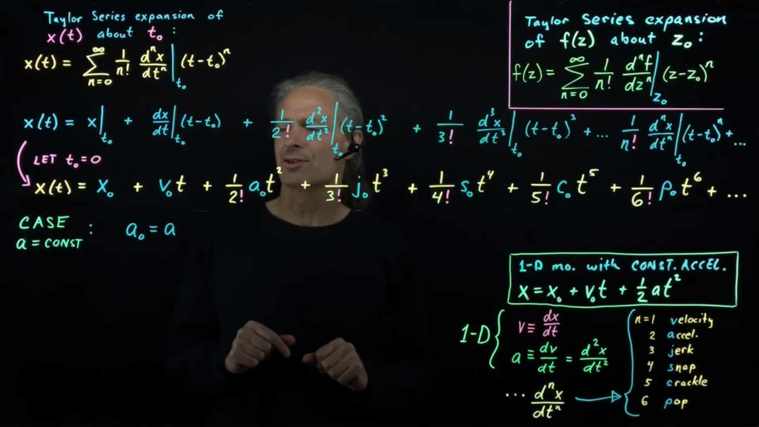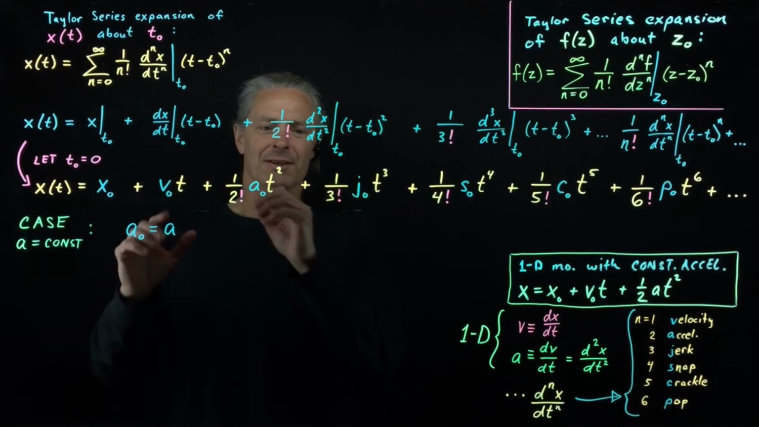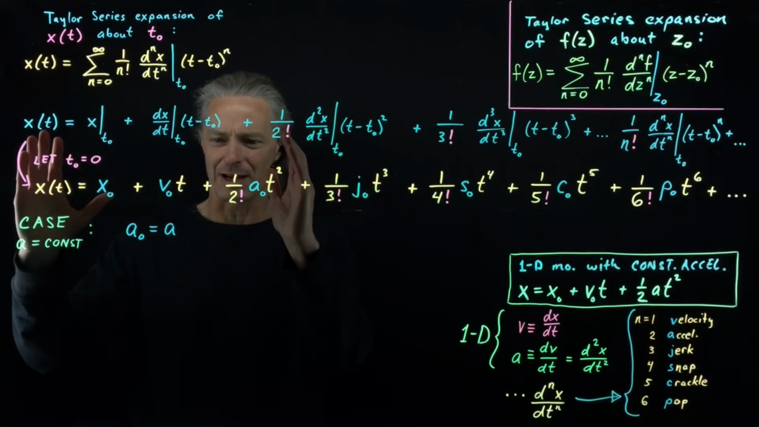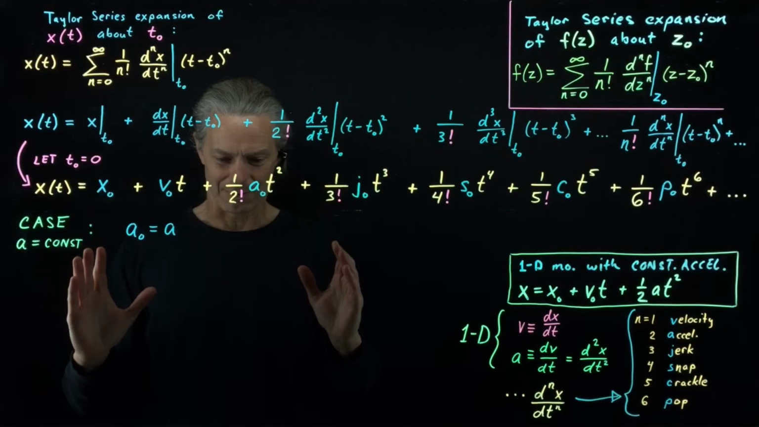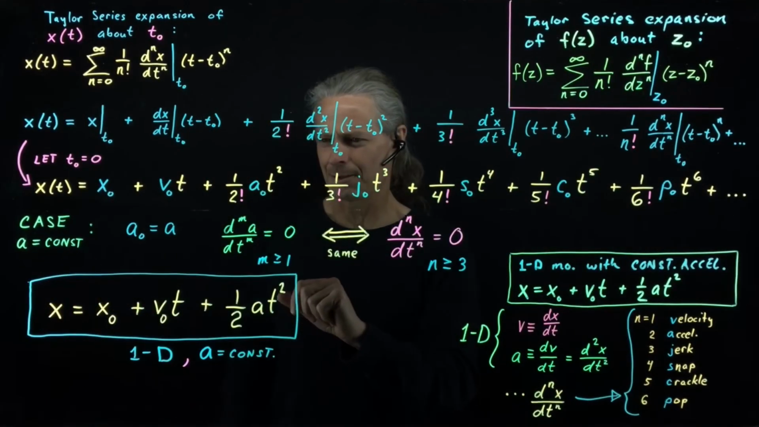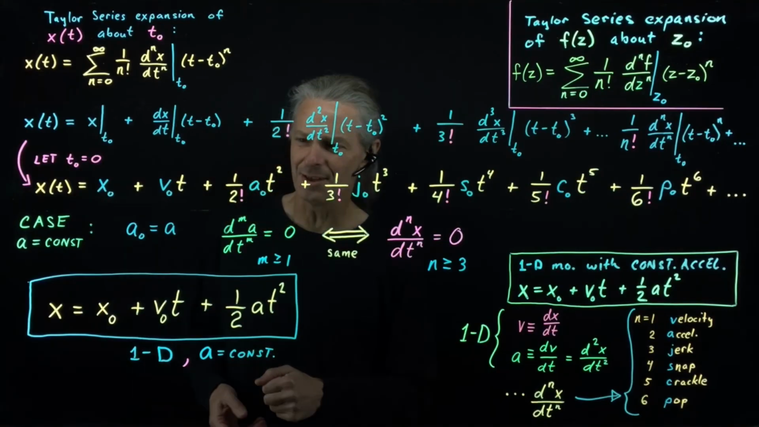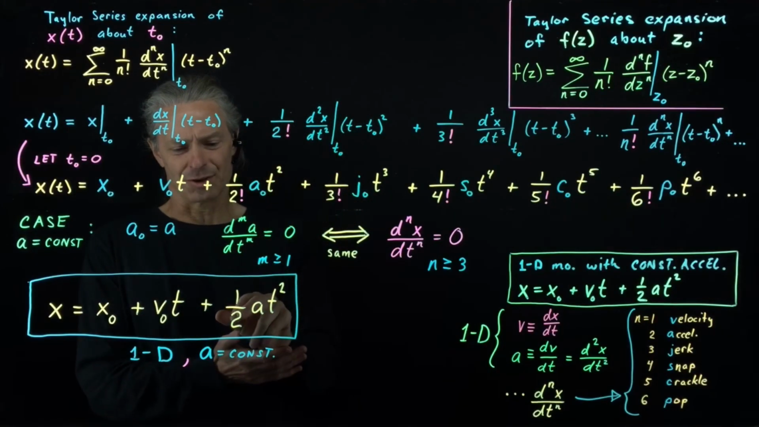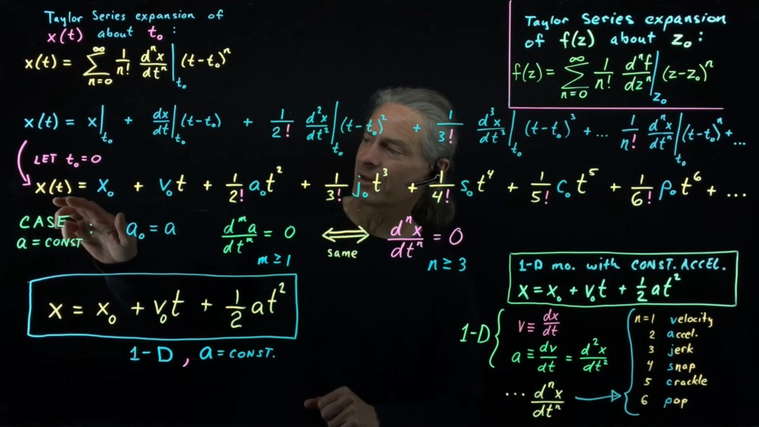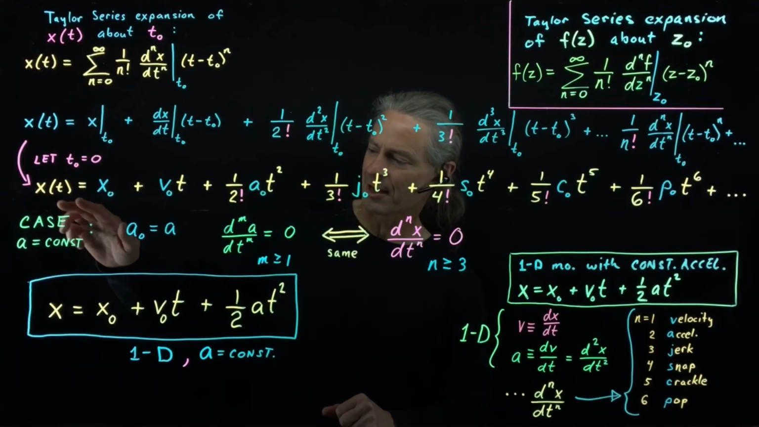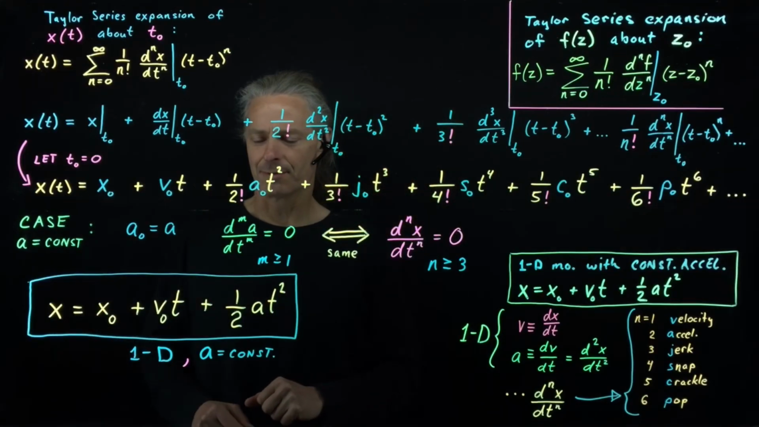That means in the case of constant acceleration that this series terminates right here, and we can write that right here. Here I've replaced a sub 0 with a, since the acceleration is constant. 2 factorial is just 2, and here I've made the explicit time dependence of x, where here it's implicit.